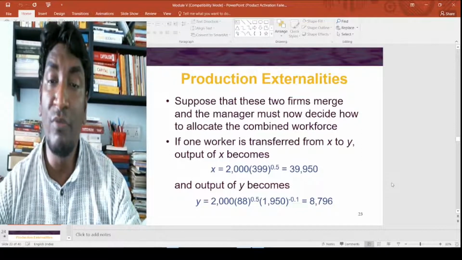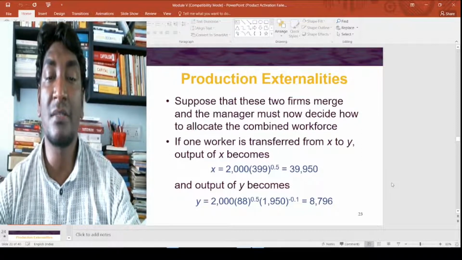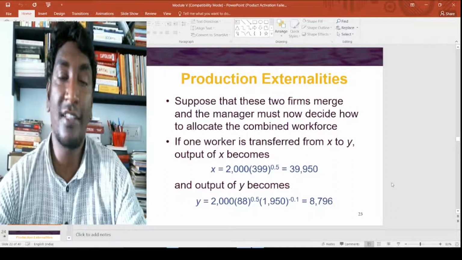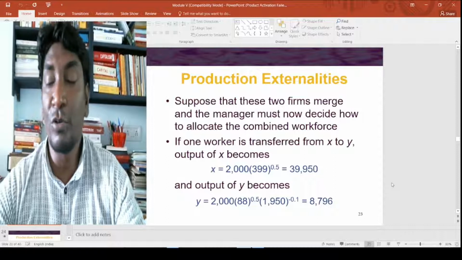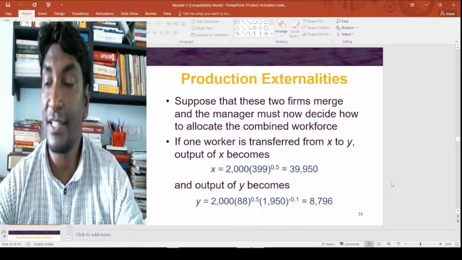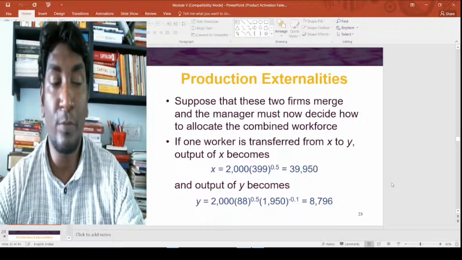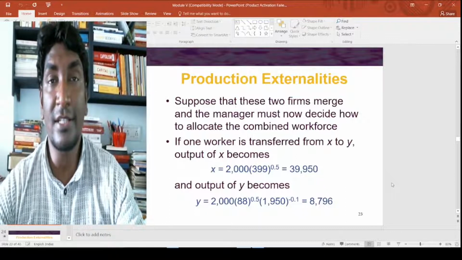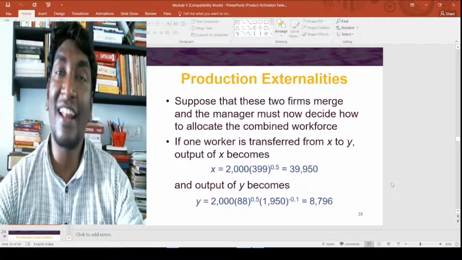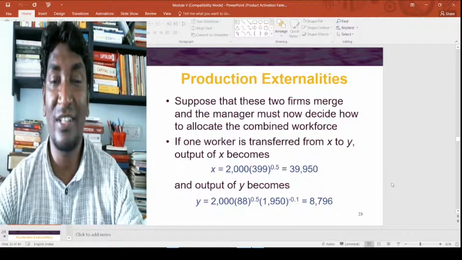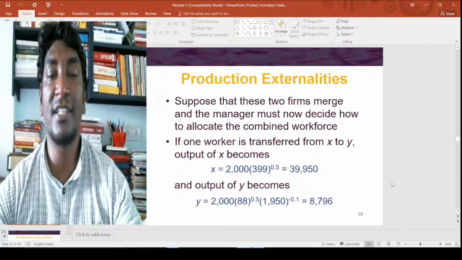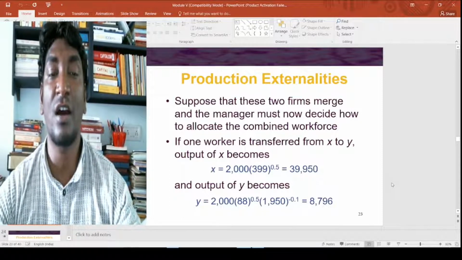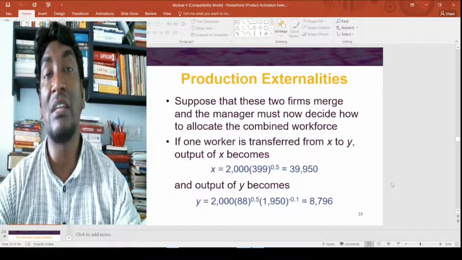Suppose that these two firms merge and the managers must now decide how to allocate the combined workforce. So this is a classic case, this merging. It's a part of an example which Coase himself had placed in his paper, the problem of social cost in 1960, that is the rancher and farmer case. So here it's actually a merging of the firms.